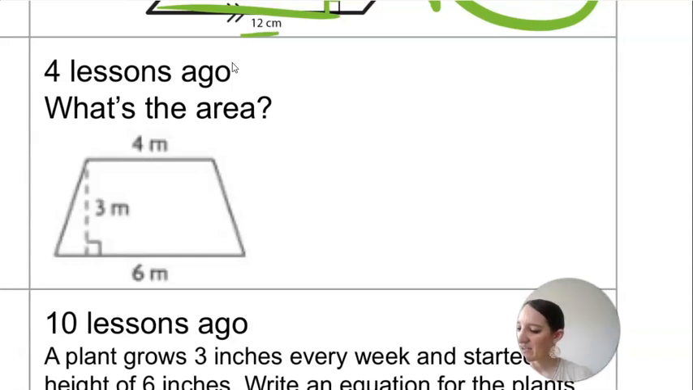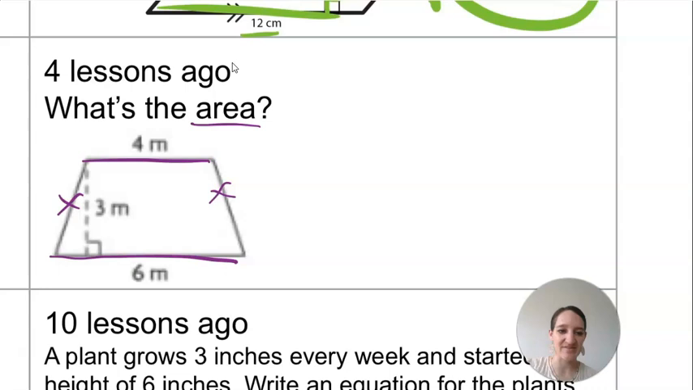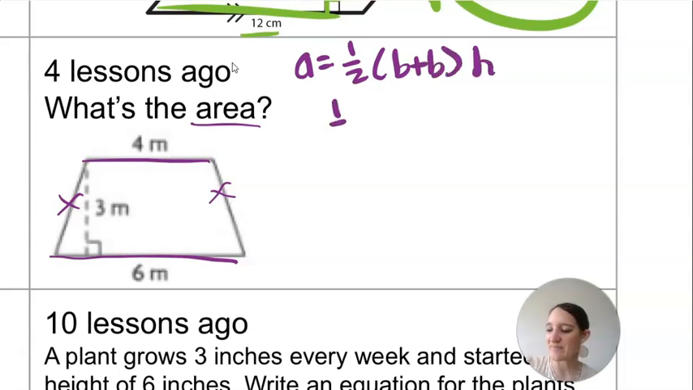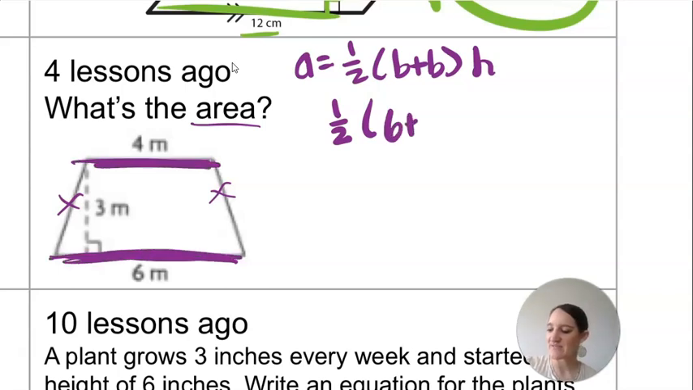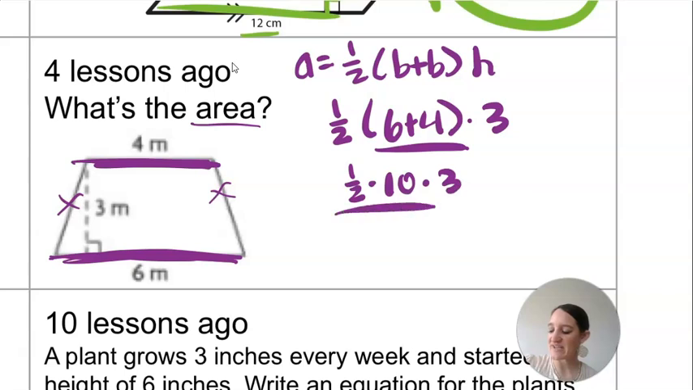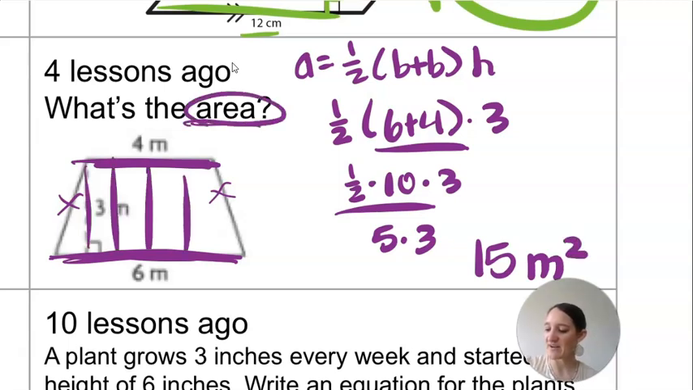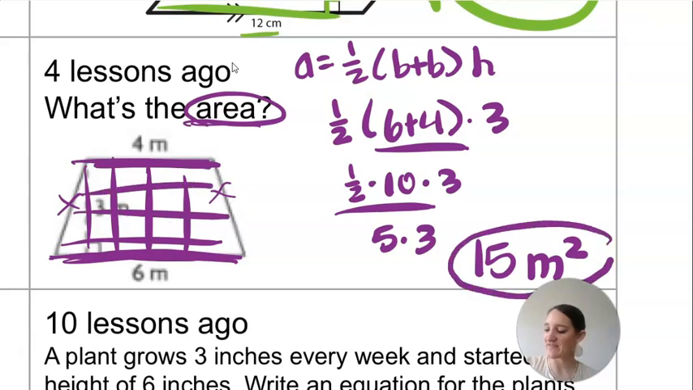Speaking of area, let's find the area of this shape. Now we've got parallel here, but these two are not parallel, are they? So it's not a parallelogram, it's a trapezoid, which means we'll do the base plus base times height and half that to get the answer. Again, remember that my bases are the two parallel lines. So I'm going to go 6 plus 4 times that by 3. Half of 10 times 3, half of 10 is 5, times 3 is 15 meters. Now this is squared, right? Because we're finding area. I just found out that there are 15 squares inside of that trapezoid.